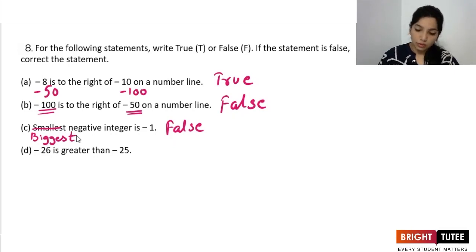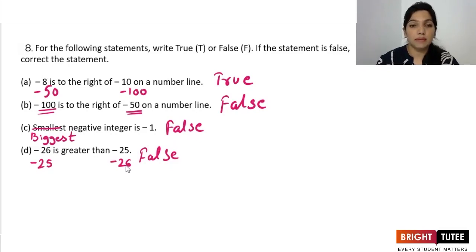Okay. Now minus 26 is greater than minus 25. Is this true? No, this is absolutely false. Why? Because minus 25 is greater than minus 26, because it is sitting on the right side.